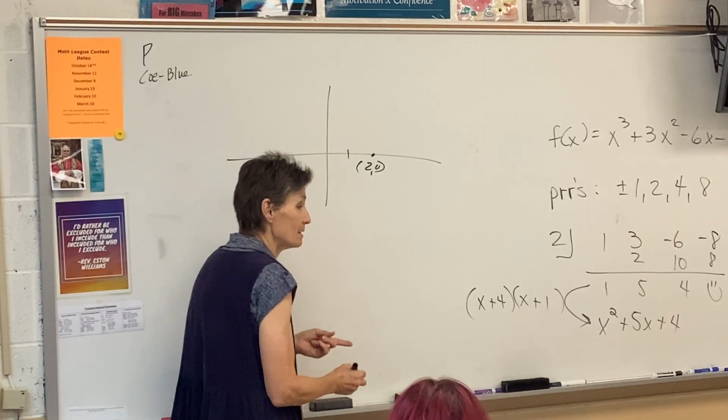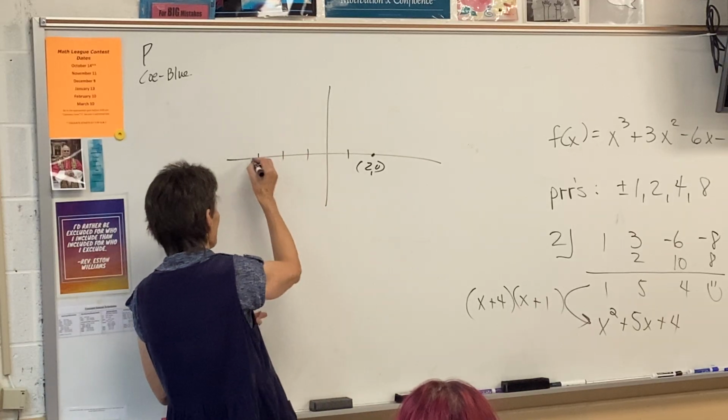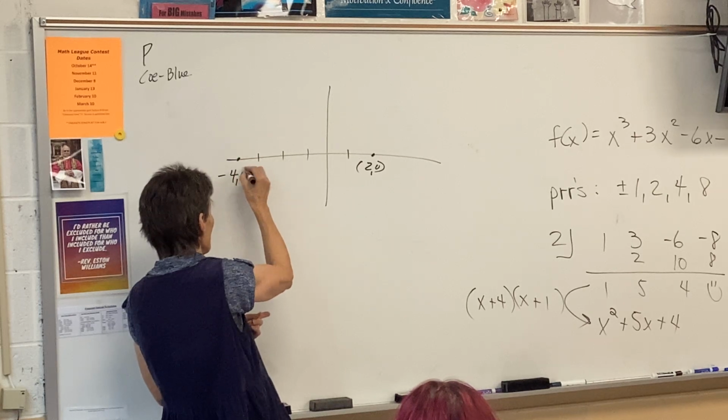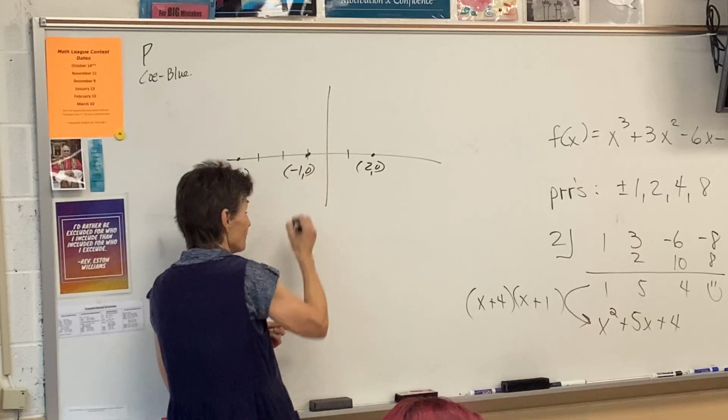Which means that I have a dot on my x-axis at -4 and another one at -1.